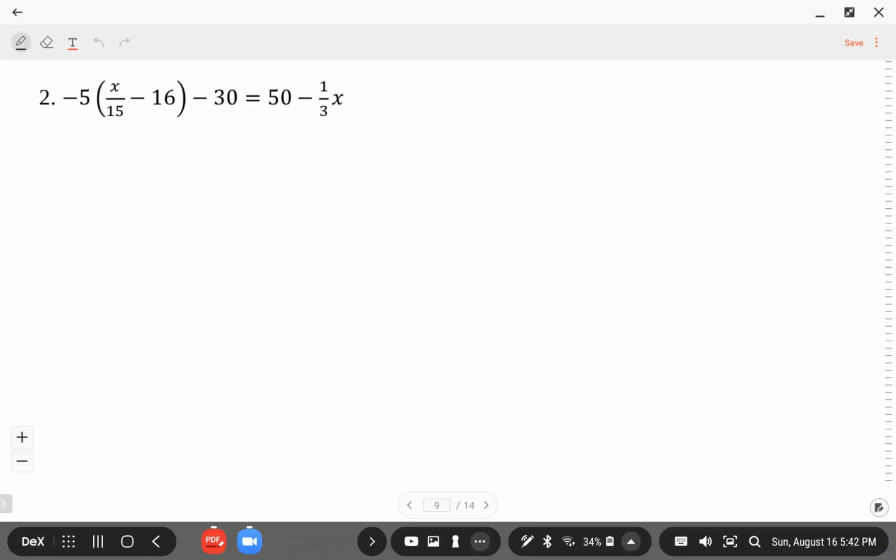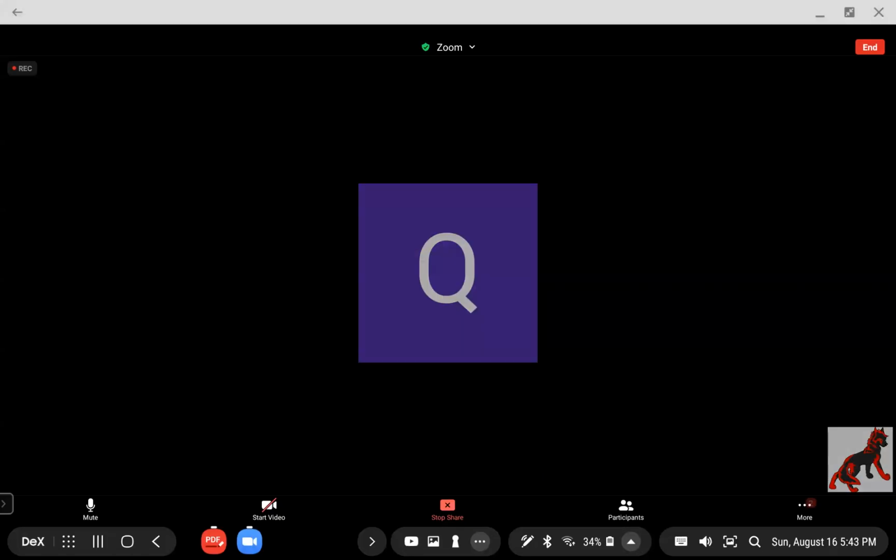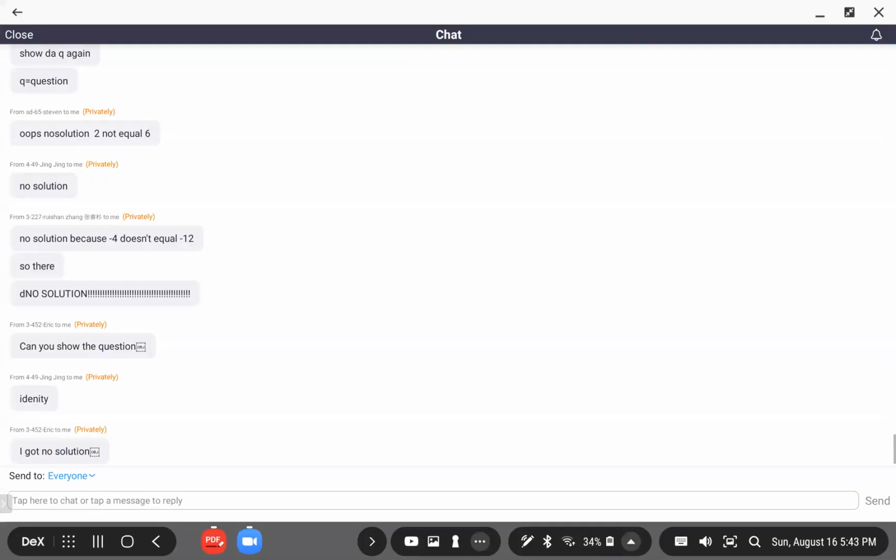Please solve this equation. There are a few fractions in here. But yeah, I think you can simplify these ones. Are there any answers? Okay, so we have one identity and one no solution, okay?